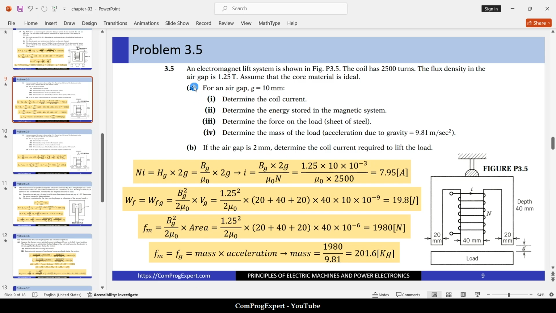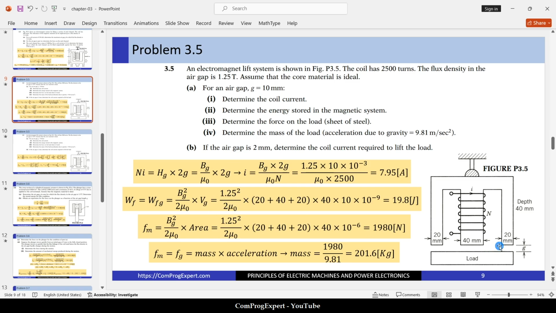Determine the energy stored in the magnetic system. Because the core material is ideal, the energy stored in the system is only equal to the energy stored in these 3 air gaps. So the energy stored is equal to the energy density in the gap, B gap squared divided by 2 times mu 0, times the volume of the air gap. If you replace the numbers, how much is the volume of the air gap?